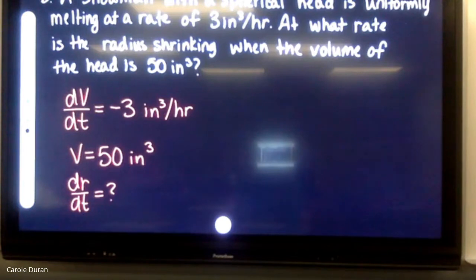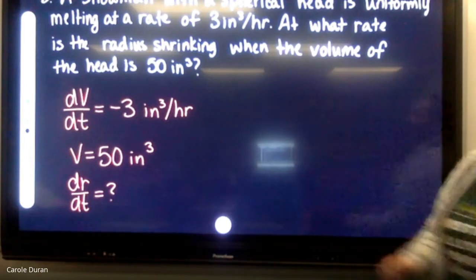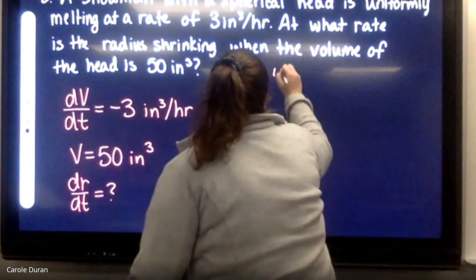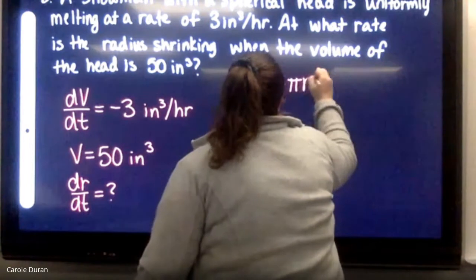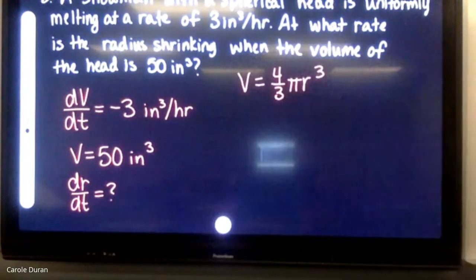Okay. So since this question is centered around the volume of this snowman's head, I obviously have to know the equation for the volume of a sphere. What is it? Is that 4/3 pi r cubed? 4/3 pi r cubed. What am I gonna do with that volume equation since I'm down to one variable on the right-hand side?